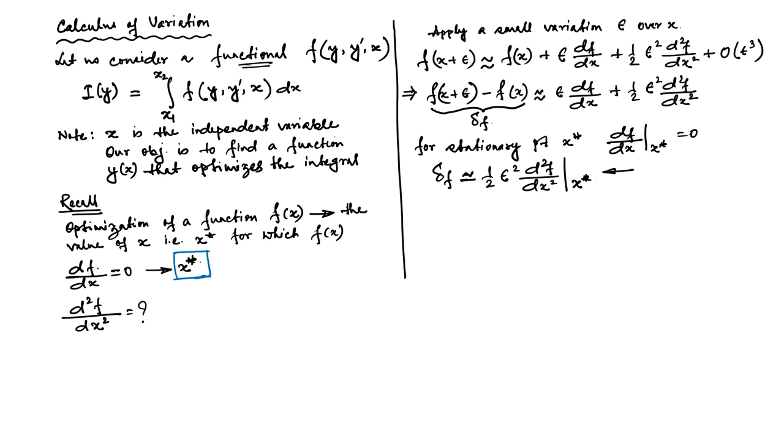Now, we are going to adopt the same logic here, but in this case we have a functional, so we have to be very careful when we adopt this same logic. Nevertheless, the approach will be all the same. We will expand this functional, and the moment we expand it, we will find this variation, and once we use that variation and find the stationary point, it will not be a point actually, it will be stationary conditions for which we will get the function as the optimal solution.